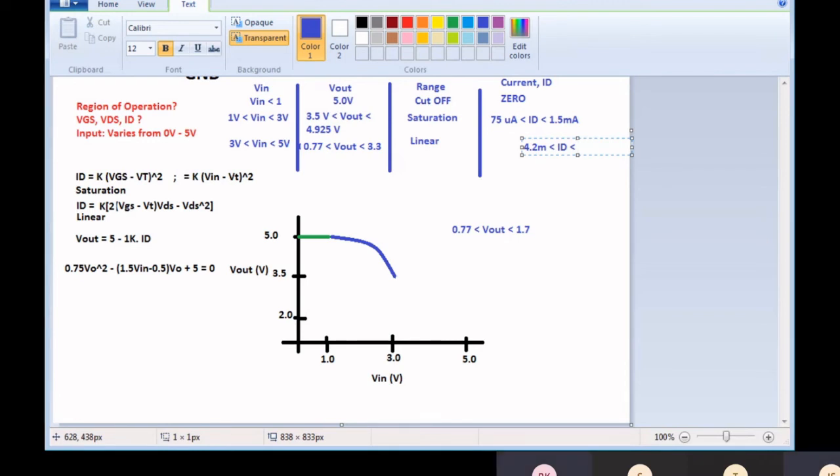From 1.5 milliamp it should come to 4.2. It should match in the equation. That is what I'm saying. Match current means the equation should match. At maximum voltage, at 5 volt, current is 4.2 milliamps. Lower will start from 3 volt, and at 3 volt we have already calculated.